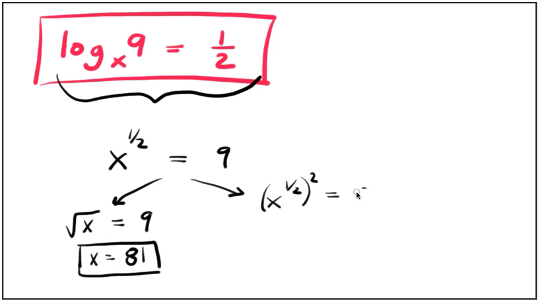Essentially, when you have powers to powers, you multiply. So you're going to have x to the 2 over 2, or simply x to the first, or simply x. And on the right side, you're going to have 9 squared, or 81. So either path gets you home.